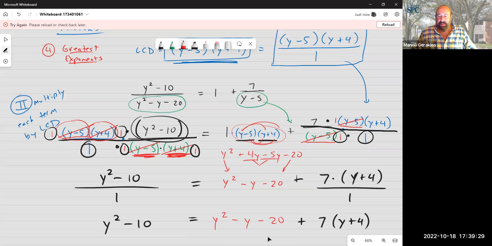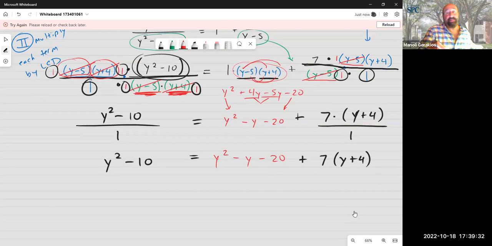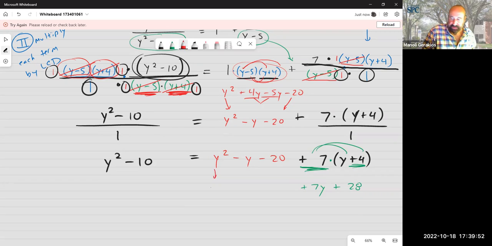What should I do next? Look, all the fractions are gone. Probably simplify. I'm looking at parentheses, right? So distribute the positive 7 times y is positive 7y. Positive 7 times positive 4, positive 28. Yeah, I might carry these guys down. These terms are all from multiplying, foiling the two binomials. I'm trying to keep everything on the whole equation together, left side and right side.